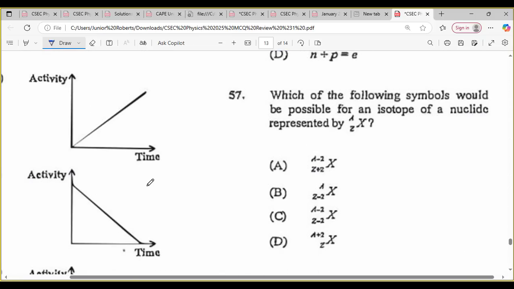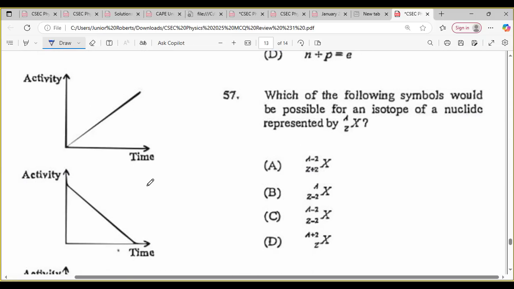57 now says, which of the following symbols would be possible for an isotope of the nuclide represented by this symbol right here? Since we have the same atomic number, Z must be the same. So the only one where that is the case is D, right? Z must be the same, but the mass number could be plus 2. So our correct answer for 57 is D.